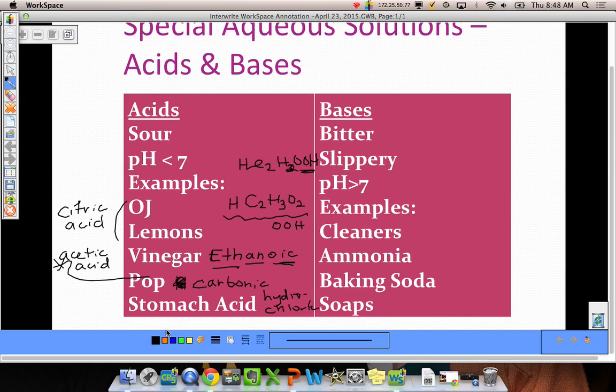The bases are bitter. They're slippery. Soap is a base. That's where that slippery part comes from. The pH is greater than 7. Lots of cleaners, ammonia, baking soda, and soaps are bases. So that was early history. We're categorizing. We don't know anything about the chemistry that's going on, but we're categorizing into these two classes of stuff. Either it falls under one of these or it's none of those.